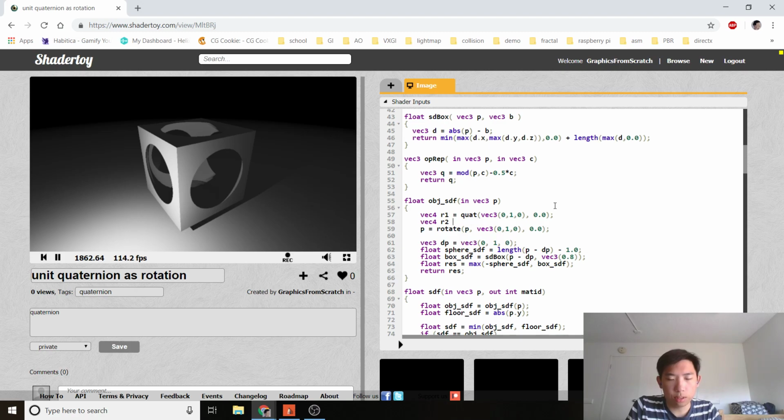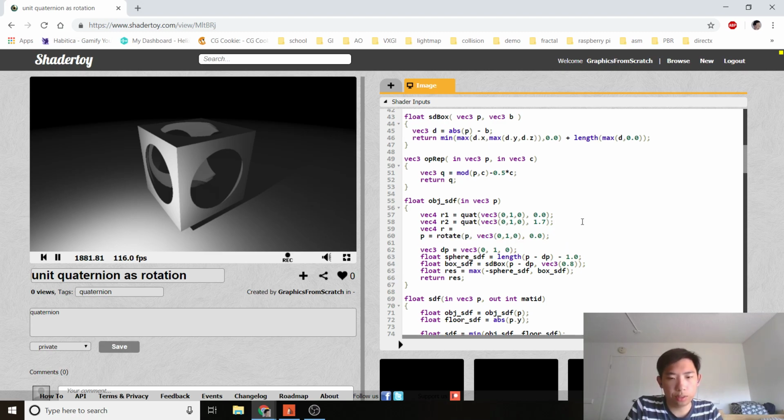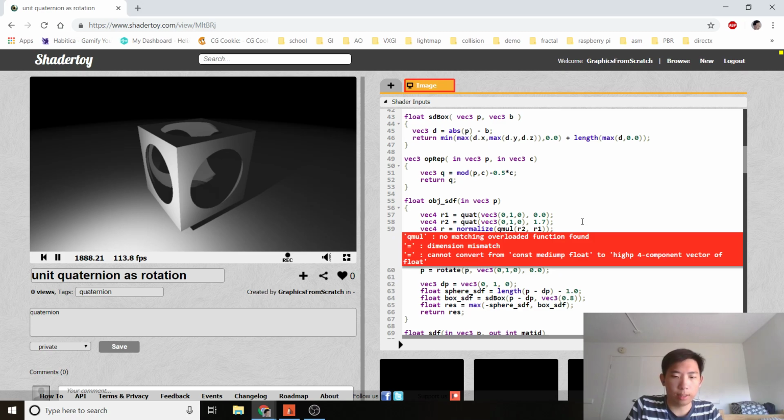The second rotation state is a quaternion, same, except it's going to rotate all the way to the back. So do I have pi here? I don't. Let's just eyeball it and say it's 1.7. Then for the actual rotation, here you actually have to normalize them, and you have to multiply them in the inverse order.